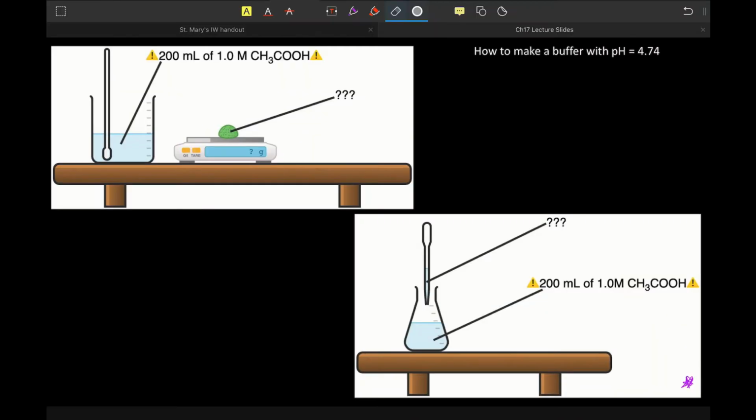AP Chemistry, and welcome to 7.2 Buffered Solutions. I don't know what part, because they keep on going, but I promise it will end at some point. Then we're going to talk about how to make a buffer.